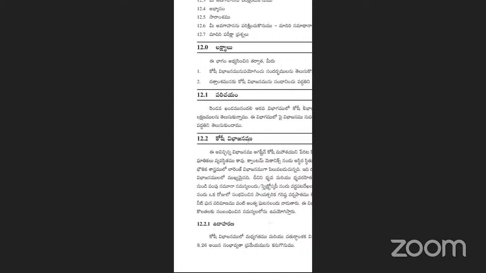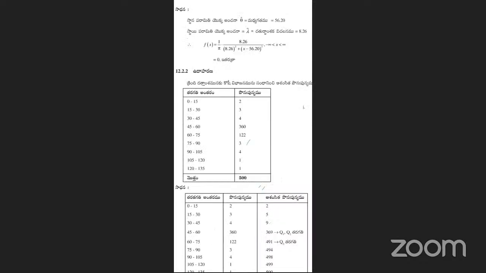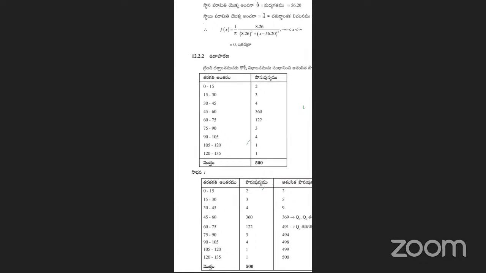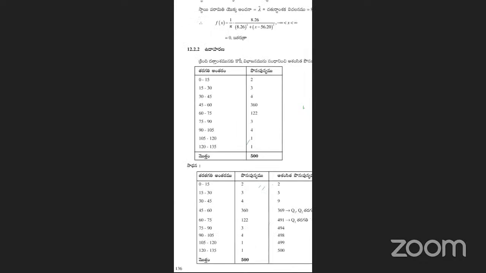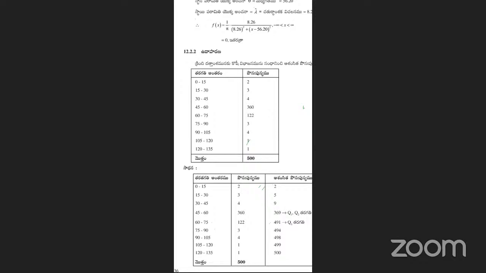Find the frequency according to the data. 0 to 15 is 2, 15 to 30 is 3, 30 to 45 is 4, 45 to 60 is 3, 60 to 75 is 1, 75 to 90 is 3, 90 to 105 is 4. So this is the frequency table, this is the class interval, and this is the frequency.